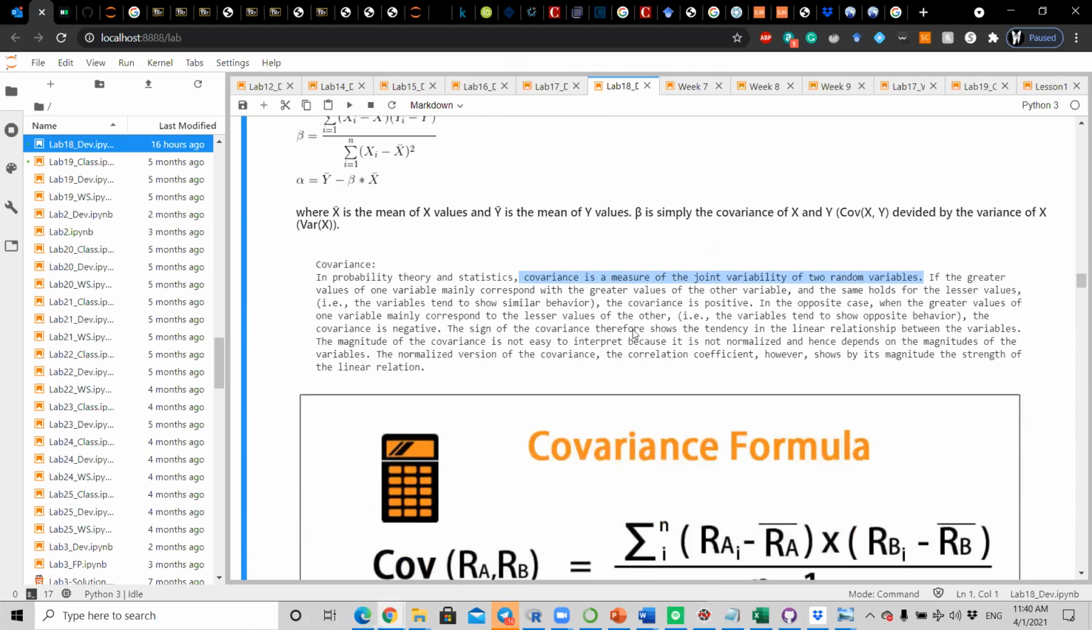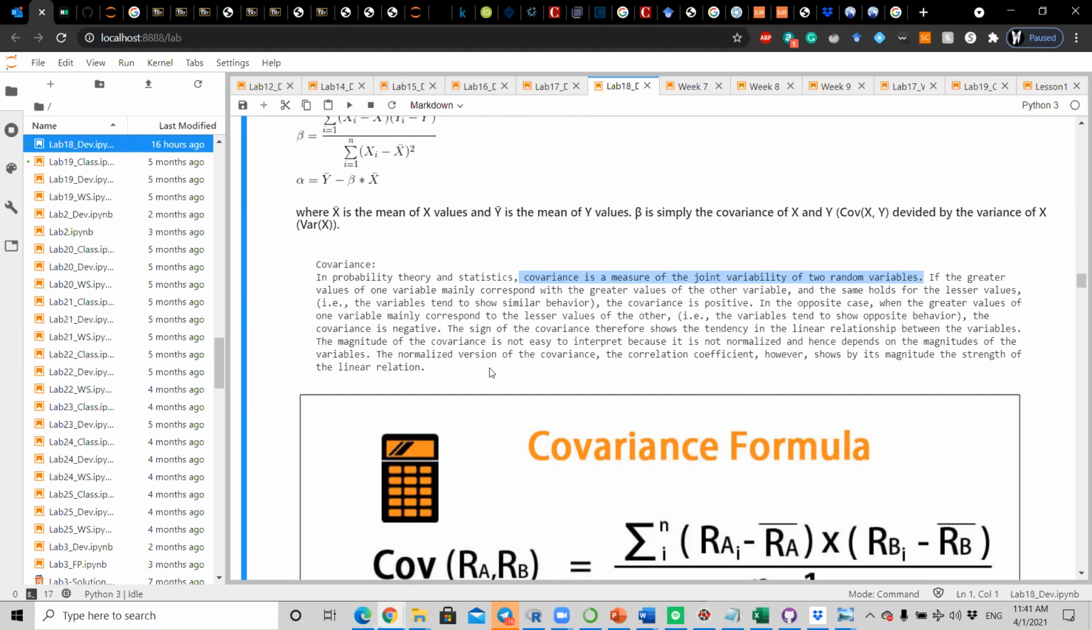The sign of the covariance, therefore, shows the tendency in the linear relationship between the variables. The magnitude of the covariance is not easy to interpret because it is not normalized and hence depends on the magnitudes of the variables. So if you're dealing with huge variables, you will get huge covariances. If you're dealing with small variables, you will get small covariances. You can only pass a judgment on the sign of the covariance, whether it is positive or negative.